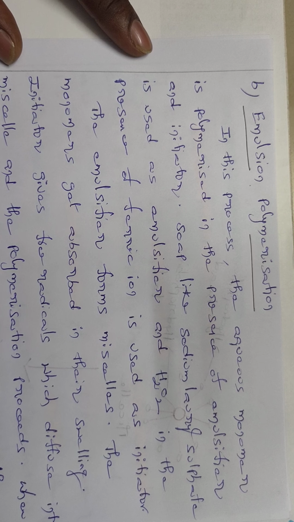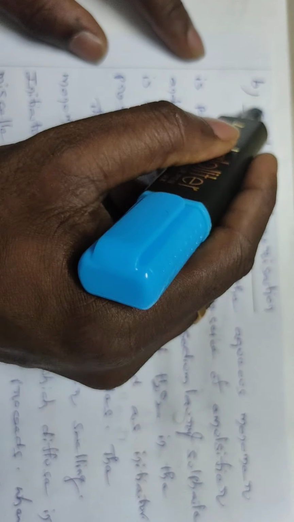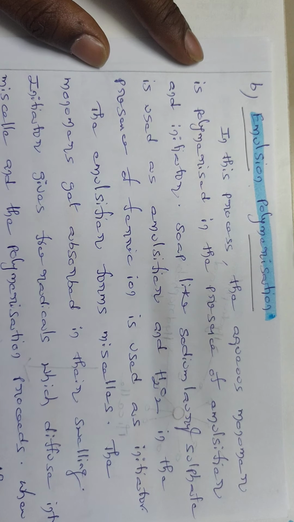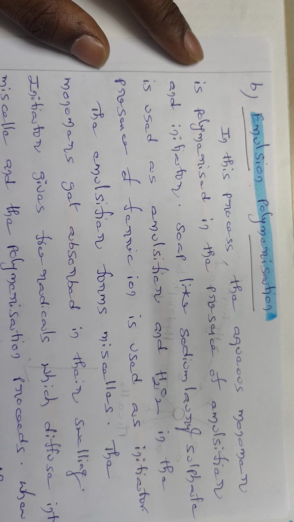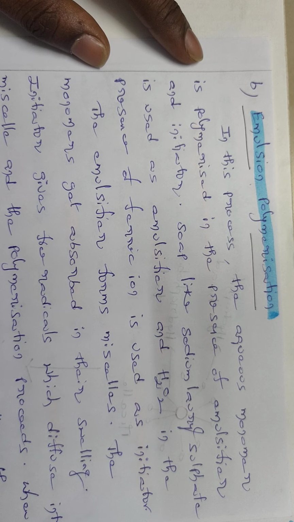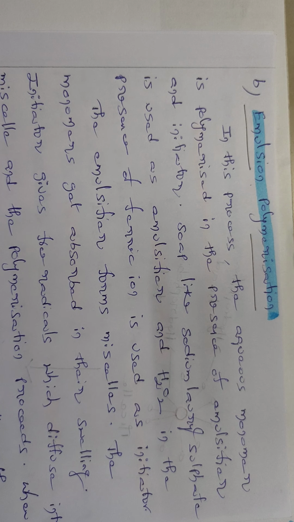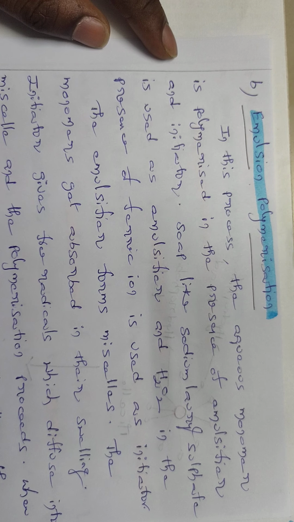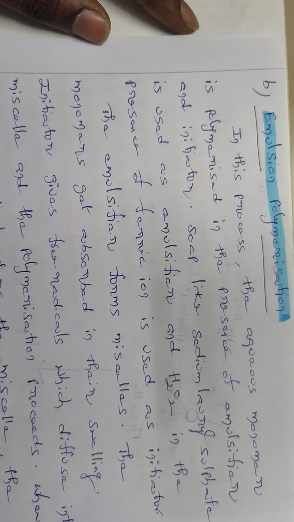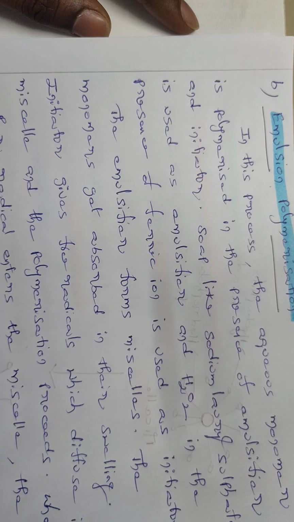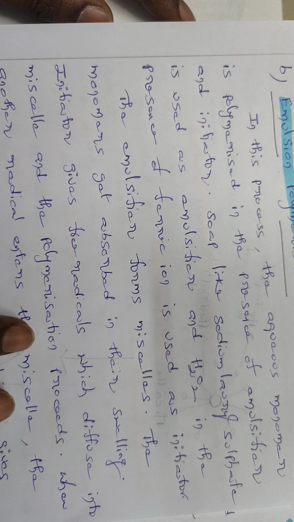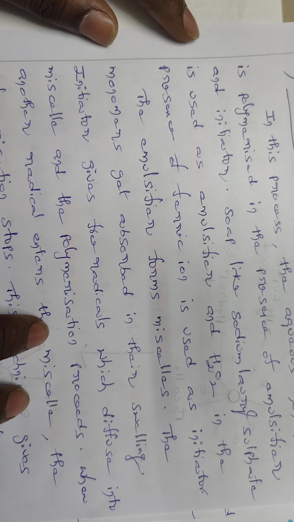And then emulsion polymerization. So what is emulsion polymerization? Here water soluble monomers can be polymerized by using this technique. Water insoluble monomers can be polymerized by suspension polymerization technique, and water soluble monomers can be polymerized by emulsion polymerization technique. In this process the aqueous monomer is polymerized in the presence of emulsifier and initiator. So we should add emulsifier and initiator during the polymerization process.